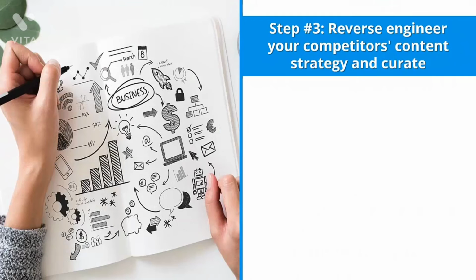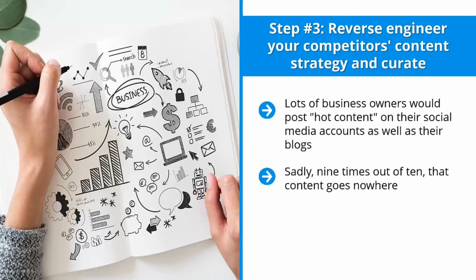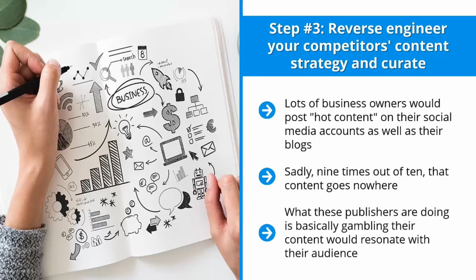Step number 3, reverse engineer your competitors' content strategy and curate. Lots of business owners would post hot content on their social media accounts as well as their blogs. Sadly, 9 times out of 10 that content goes nowhere. People don't click on it, share it, comment, or otherwise engage. What these publishers are doing is basically gambling that their content would resonate with their audience.